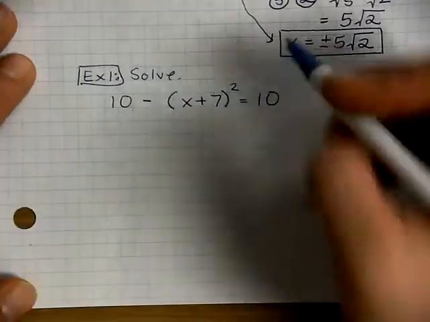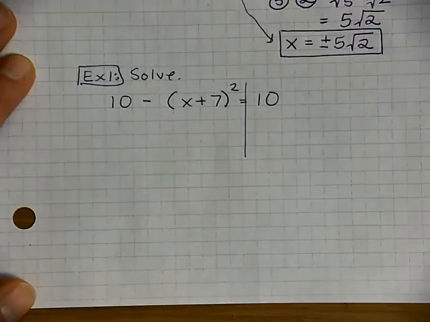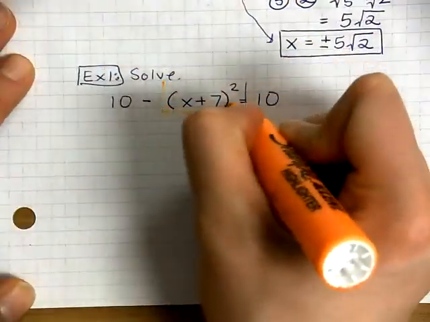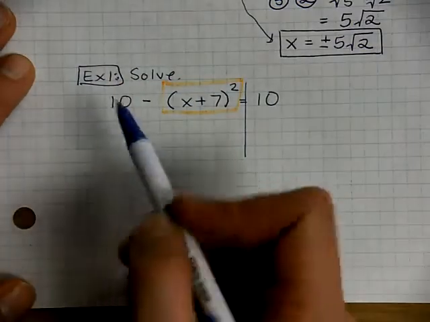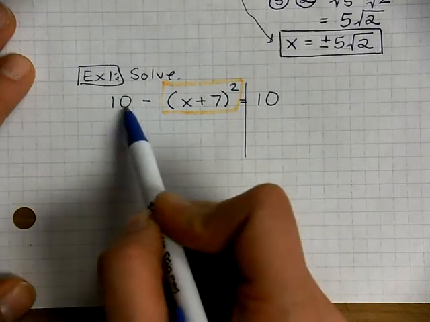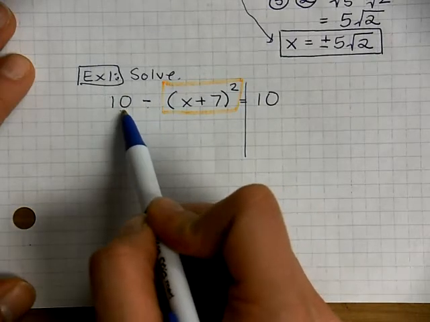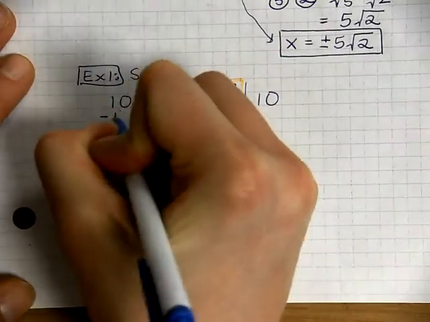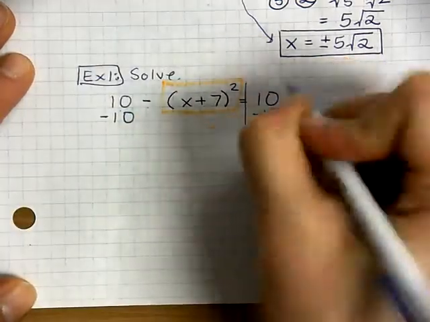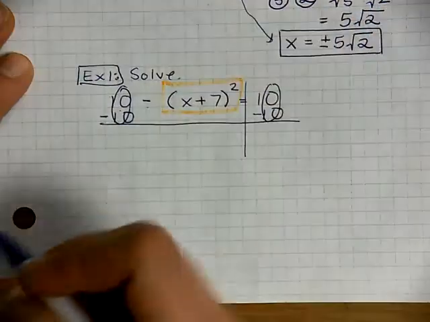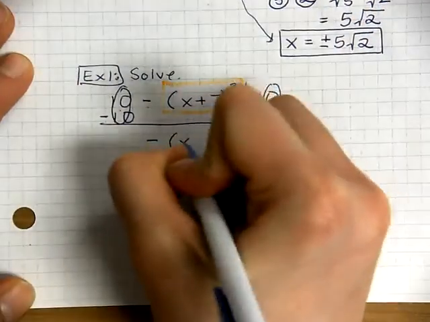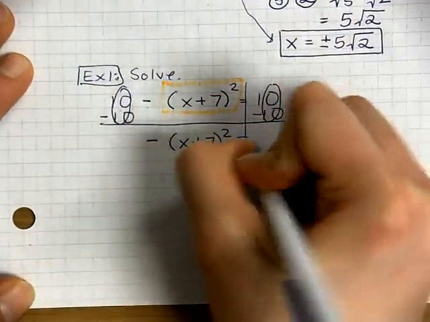Now that you've tried this on your own, I'm going to talk through how I solve it. I realize that I need to isolate what's being squared, so I'm going to box in what's being squared. I need to get everything else to the other side. Well, the first step is to get rid of that 10. There's a subtraction sign separating the 10 from the parentheses, so I'm just going to subtract the 10 here. These add to be 0, these add to be 0 as well. I'm left with negative (x plus 7) squared equals 0.